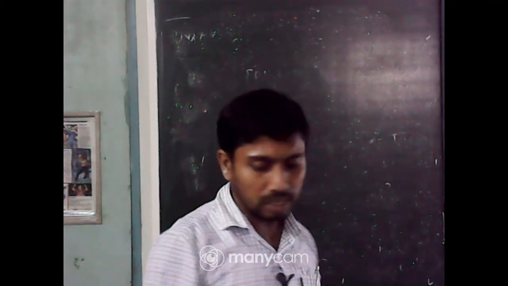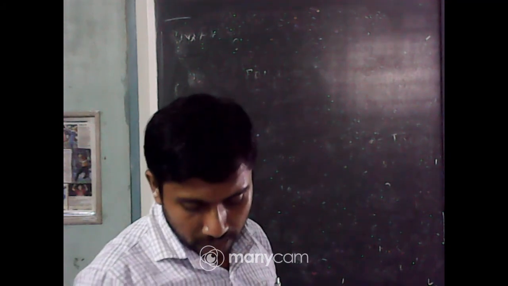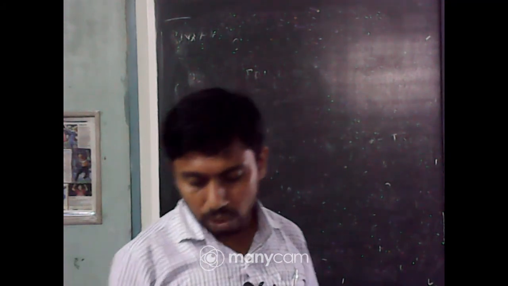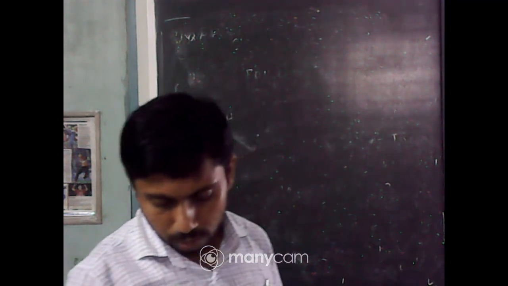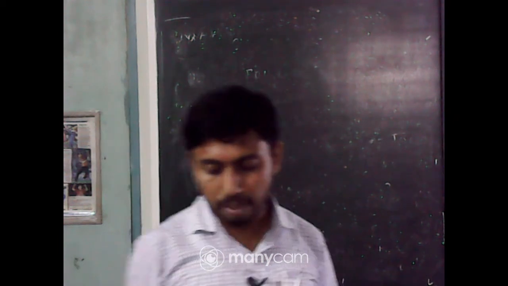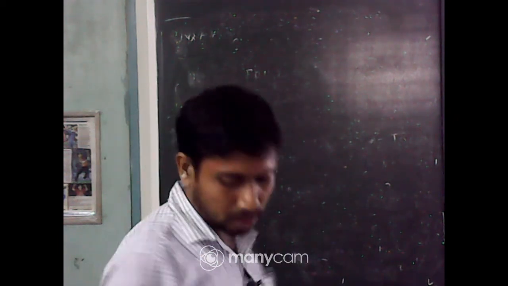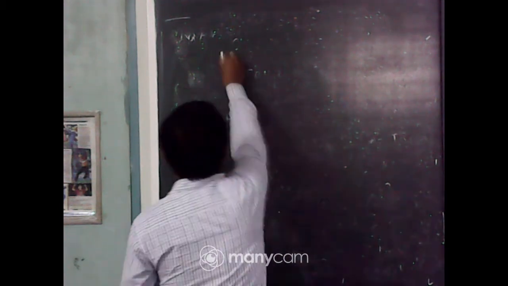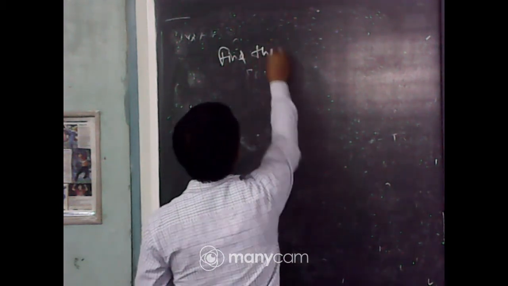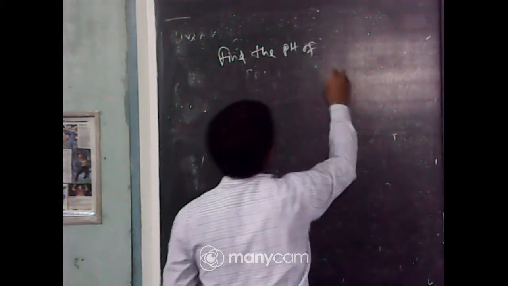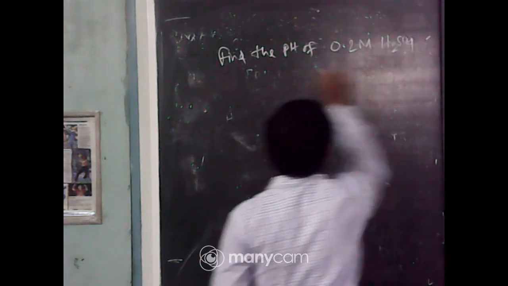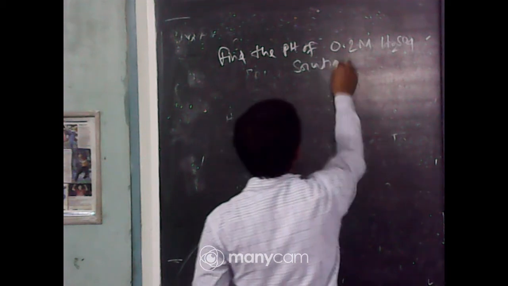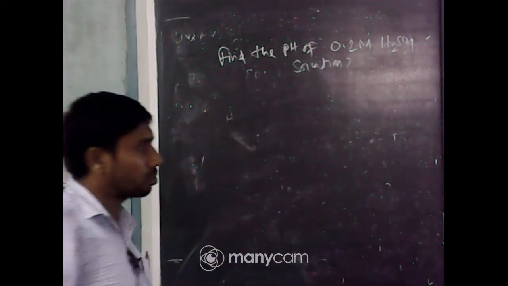Now, if it is the case of a strong electrolyte, then it is the next problem. Calculate the pH value of 0.2 molar H2SO4 solution. Find the pH of 0.2 molar H2SO4 solution and 0.2 molar calcium hydroxide solution. So, first case, find the pH of 0.2 molar H2SO4 solution.